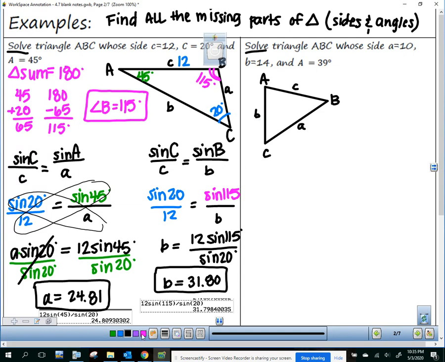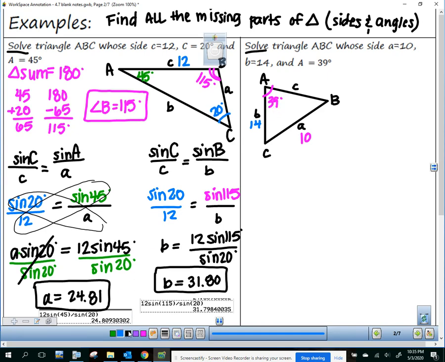All right, you are given angle A is 39, side A is 10, and side B is 14. So this time we have two known sides and one known angle, where over here we had two known angles and one known side. So it's not always going to be the same setup, but we can't do the triangle sum theorem right now because we only know one angle.